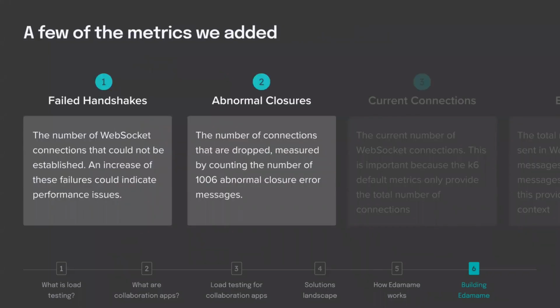So here are a few of the metrics that we added. I'm not going to list all of them, but I'll reference 2 that Ginni mentioned earlier, which are failed handshakes and abnormal closures. Failed handshakes is the number of WebSocket connections that cannot be established, and abnormal closures is the number of connections that are dropped. And so these are 2 metrics that were not included in the K6 default library, but through our research, we found that these were very important metrics to evaluate a WebSocket load test. And so we wrote a custom extension to include these among 3 other ones that we included as well.